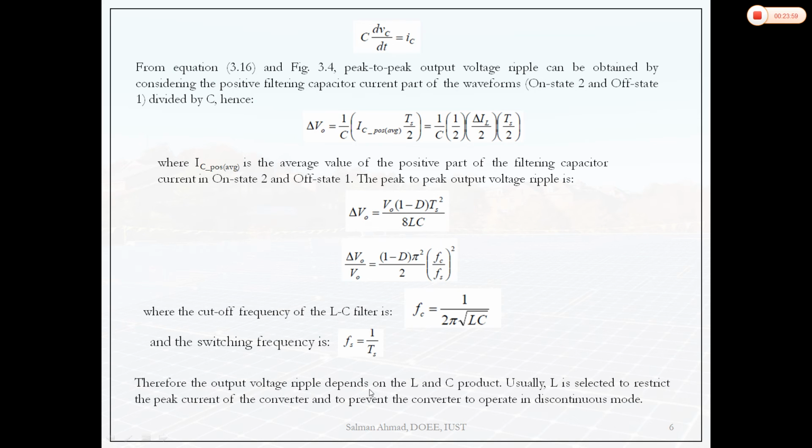Therefore, the output voltage ripple depends on the L and C product. Usually L is selected to restrict the peak current of the converter and to prevent the converter from operating in discontinuous mode. So L is selected for that purpose, and to have a lower value of delta V naught, we select the capacitor value in such a way that it gives the desired output ripple, or stays within the limit of the output voltage ripple.